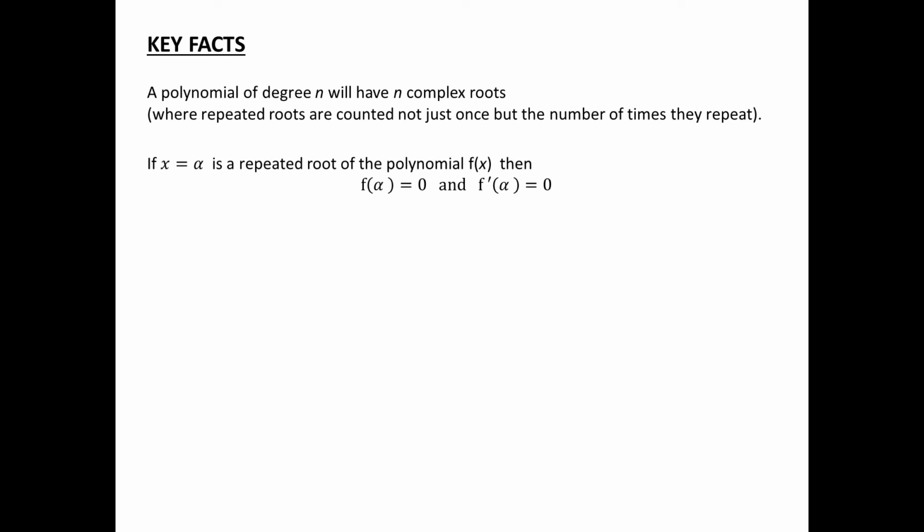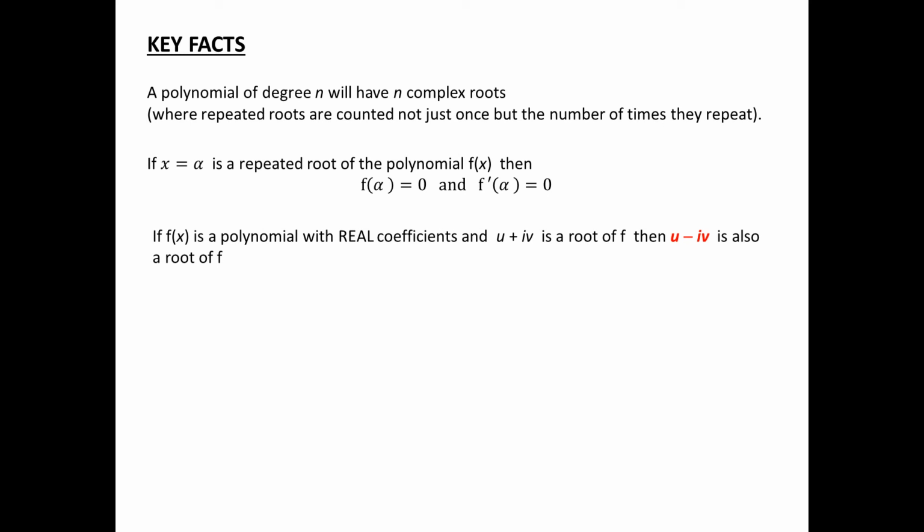We need to know the condition for x equaling alpha to be a repeated root of the polynomial f of x, and that condition is that not only do we need f of alpha equals 0, we also need f dash alpha equals 0. Graphically, this means that at x equals alpha, the graph of y equals f of x meets the x-axis, but also has a stationary point at x equals alpha.